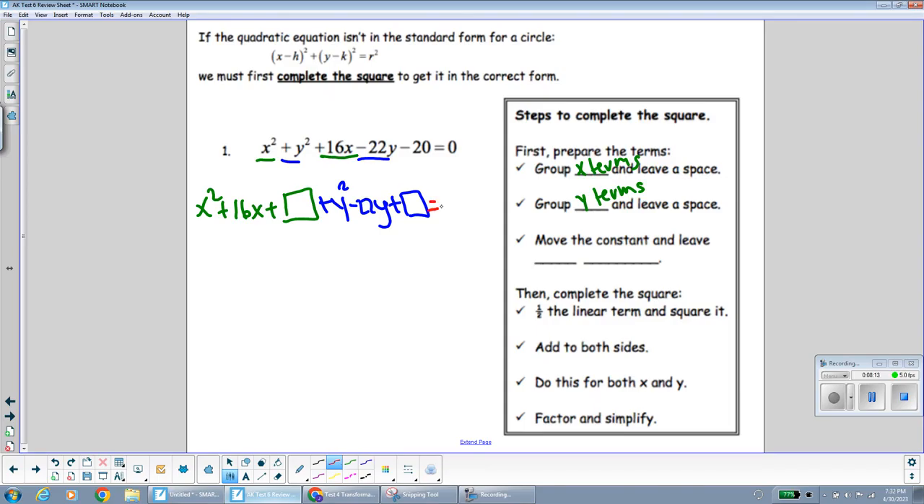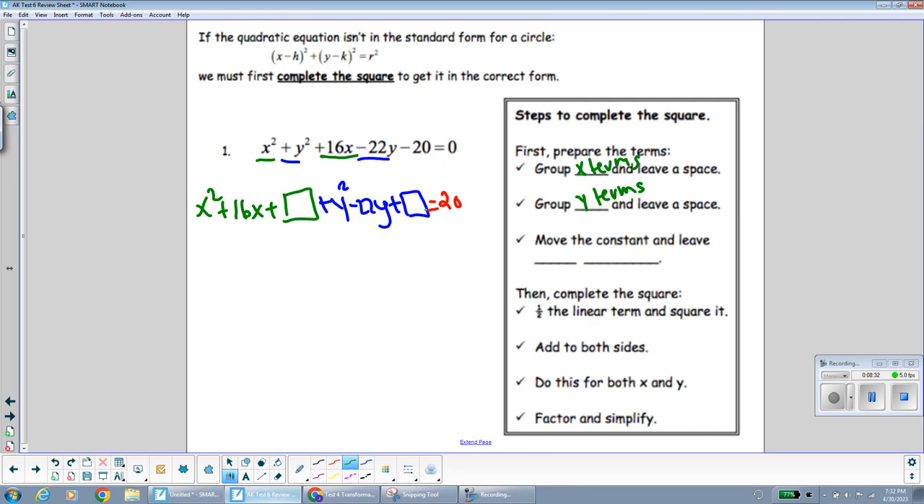And that's equal to, we want to take the constant and move it over to the other side. When we take the constant and move it to the other side, it's going to change from negative 20. We're going to add it to both sides, so it's going to become positive 20. And since we have an equation here, we do have to keep our equation balanced.